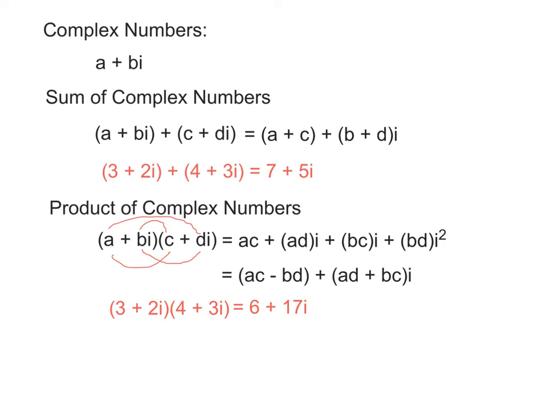The way we get this is we would simply, again, multiply the 3 times 4, which gives me 12. Then I would subtract the 2 times 3, which is 6. That'll give me 12 minus 6, or 6. Then I would take the 3 times 3, which is 9, and 2 times 4, which is 8. 9 plus 8 is 17, which gives me my final result of 6 plus 17i.